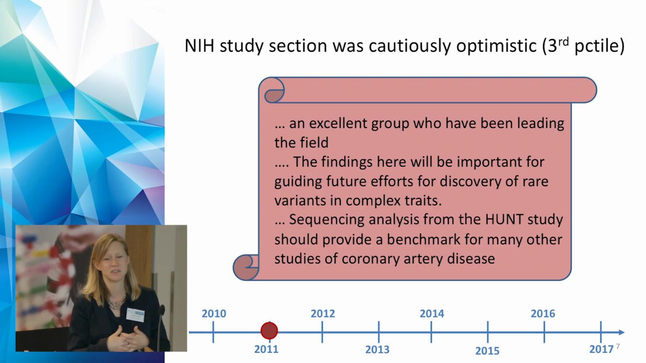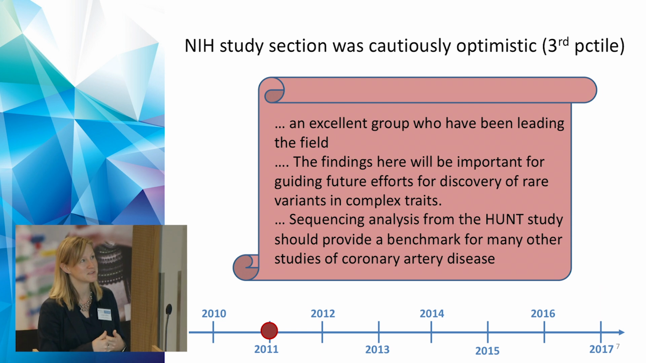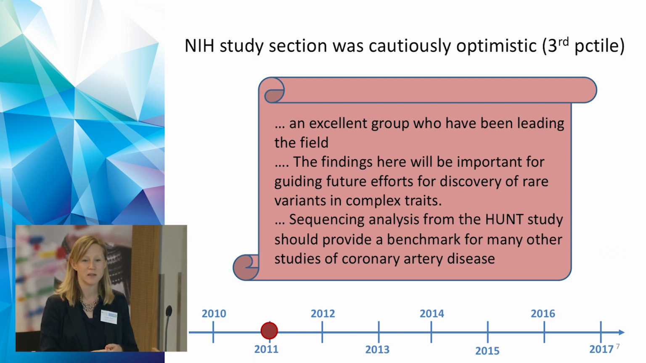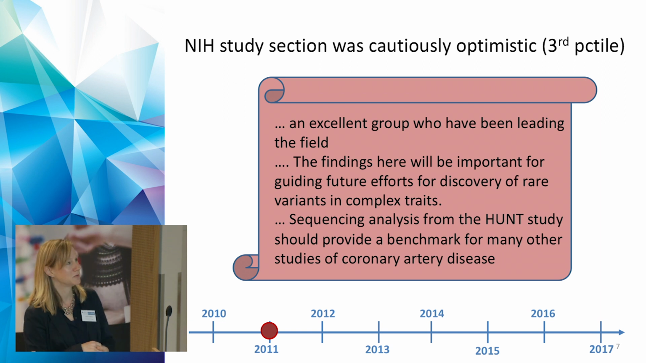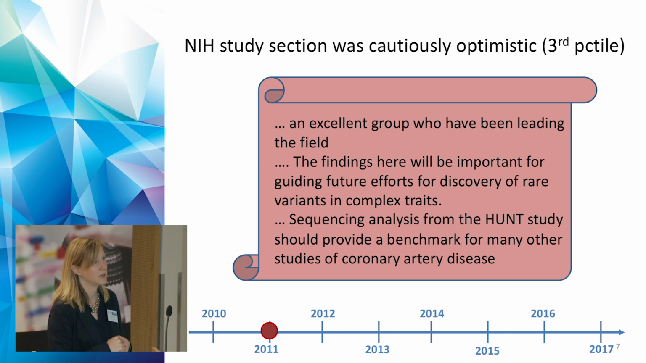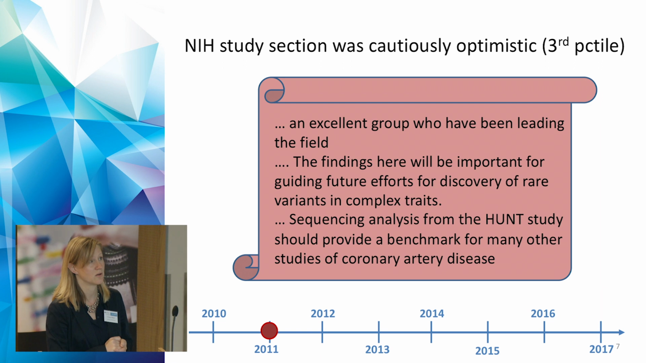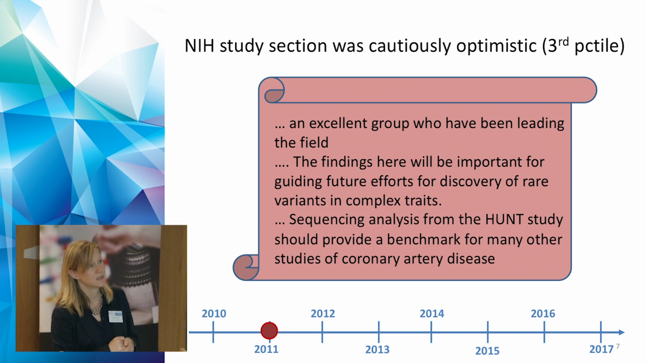The NIH study section that reviewed our grant, I would say, was cautiously optimistic. We were given a 3rd percentile, but the comments were quite reassuring. We were called an excellent group who've been leading the field. They suggested that the findings here will be important for guiding future efforts for discovery of rare variants and complex traits, and that sequencing analysis from the Hunt study should provide a benchmark for many other studies of coronary artery disease.